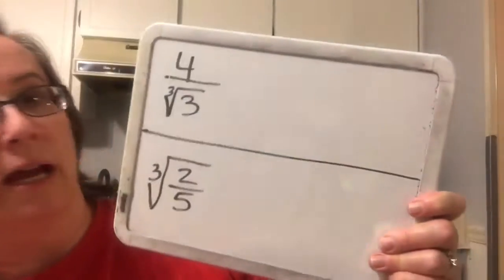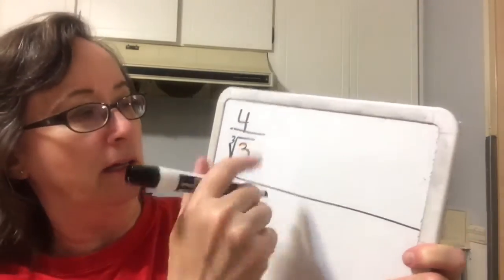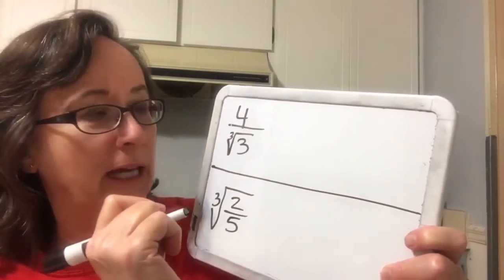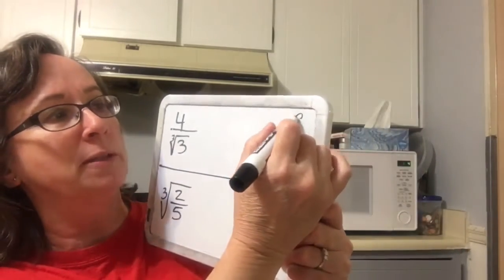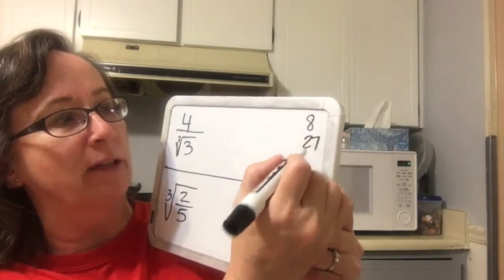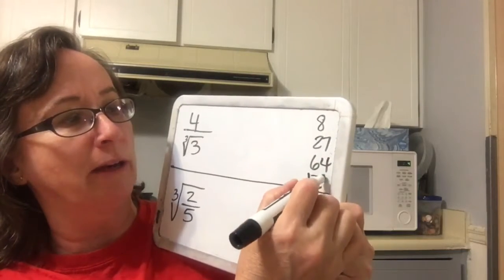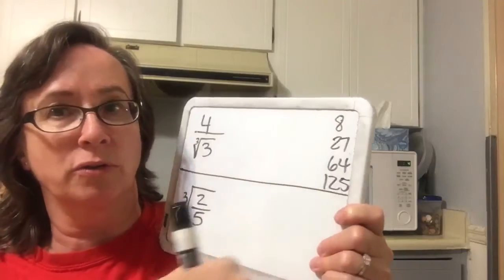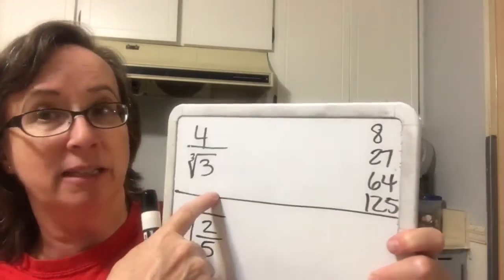And the next one is 4 over the cubic root of 3. The cubic root of 3 can get to 27. Remember my cubes. 2 cubed is 8, 3 cubed is 27, 4 cubed is 64, 5 cubed is 125. So these are goals when we're trying to get to a perfect cube in the denominator.